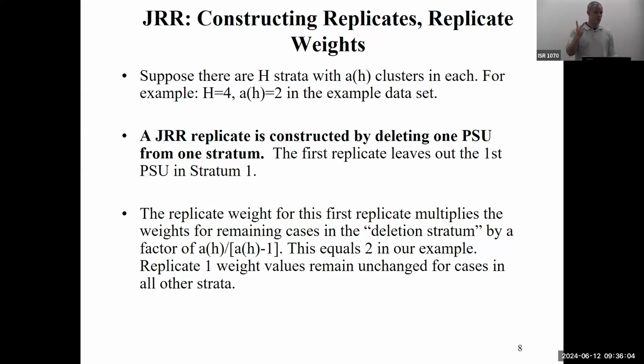A simple idea: with 2 clusters per stratum, if we delete one of those 2 clusters, we just upweight the remaining cases in that stratum by a factor of 2. 2 divided by 2 minus 1. And so forth more generally. The replicate 1 weight values would remain unchanged for the cases in all the other strata. So when you look at that replicate weight, you could pretty easily determine who belonged to the first stratum in the first cluster, because if you compare everybody else's weights to the final survey weight, the vast majority of the observations are going to have the identical weight.